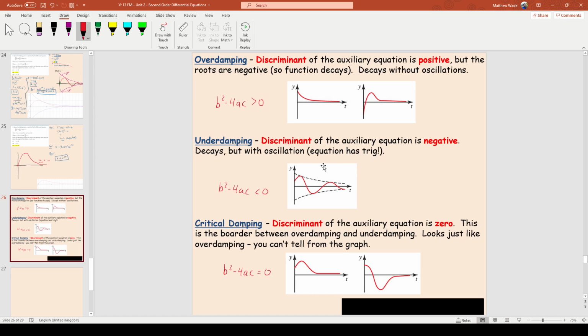Cool? Underdamping. Now that is our oscillating one. That's our really cool one, and it just means that the auxiliary equation is negative. Yeah, the positive negative bouncing comes naturally because of the trig. These two lines, the two dashed lines, are to do with the real part. So just like what we said before, when you draw it, you should label what those two lines are, and they're to do with the real part.